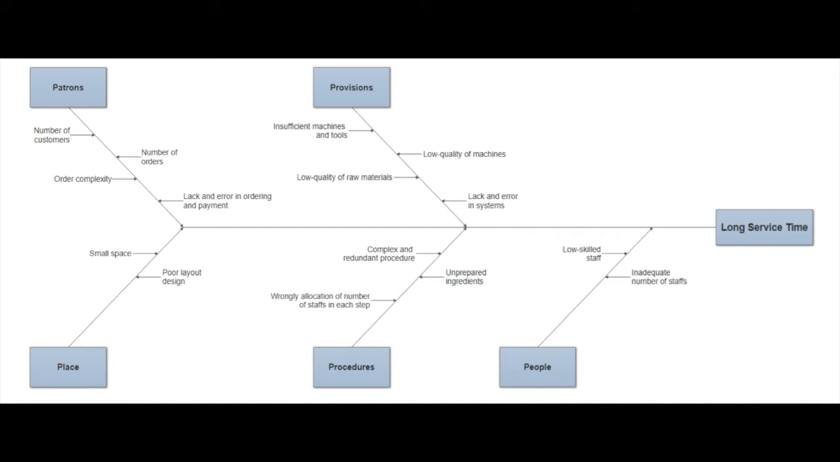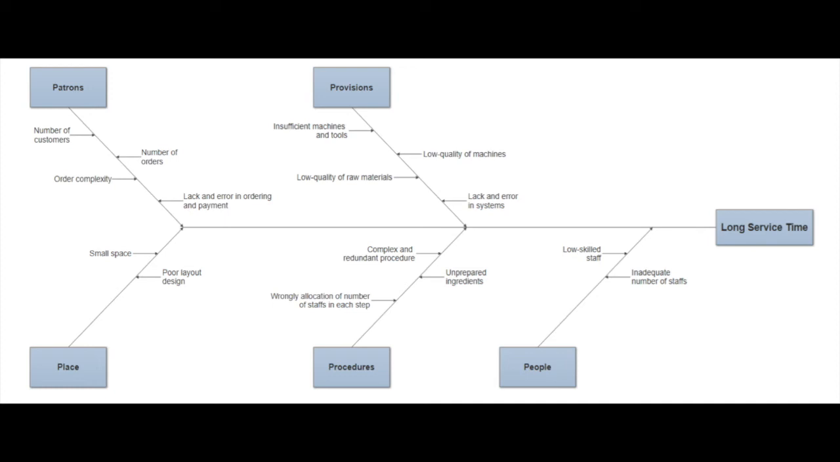The third factor is people, or staff in this case. The two items in this factor are number of staff and skill of the staff. Procedure also affects service time. The root causes in this factor are complex and redundant procedures, unprepared ingredients, and wrong allocation of staff to each service station. The last factor is the place, which can be a result of size and layout design.